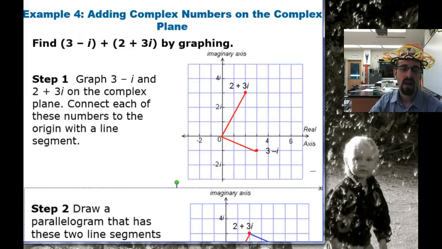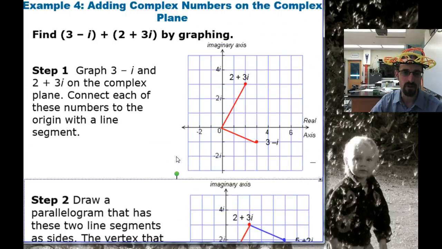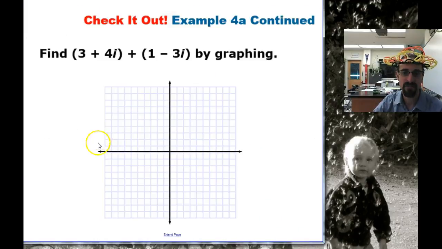All right, the next thing we need to look at is looking at these operations by graphing them. So this is what the book shows you. It says, hey, when you get this expression, graph 3 minus i and graph 2 plus 3i, and then put little lines that go back to the origin. And then what you need to do is make a parallelogram, right? Well, you're going to go the same slope. And I look at this and I'm like, that's absurd. Why wouldn't you just treat it like a vector? So this is how I want you to consider doing it as well.